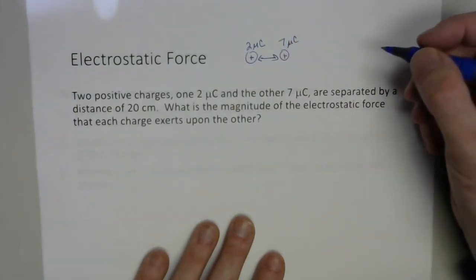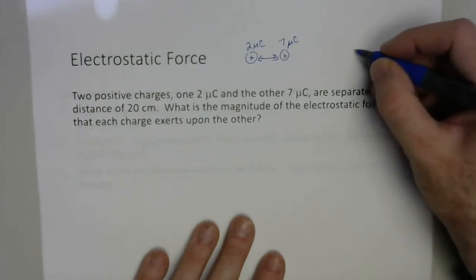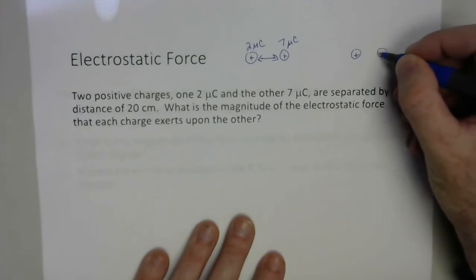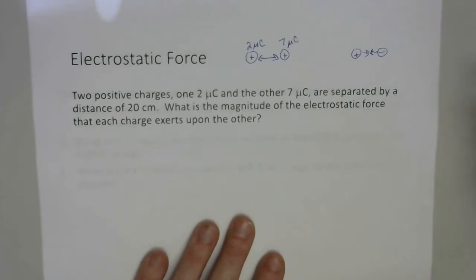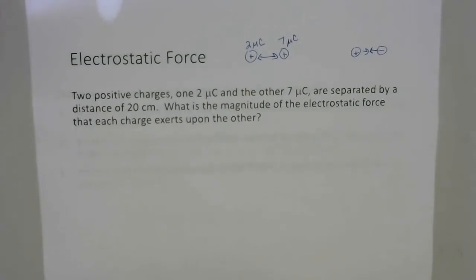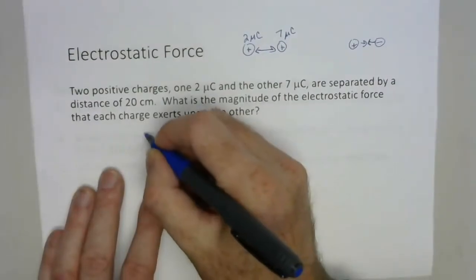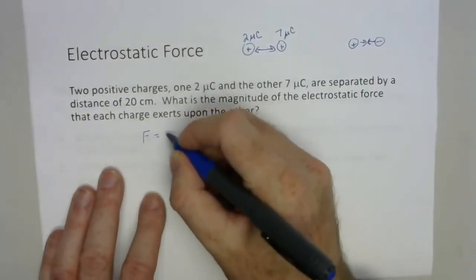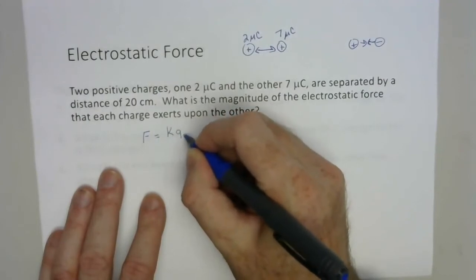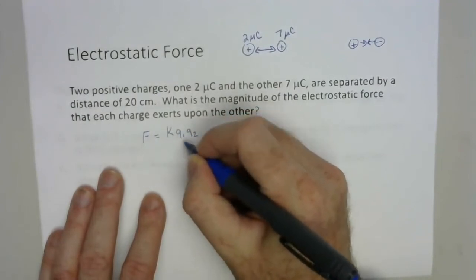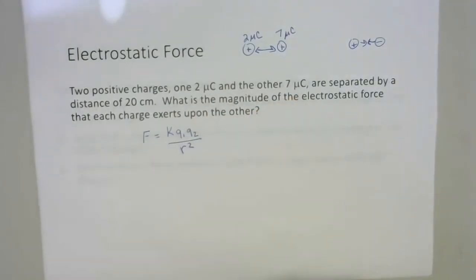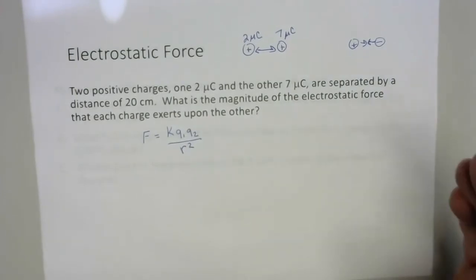Recall, same charged particles repel, oppositely charged particles attract, meaning that if I had a positive and a negative, they would both be attracted towards one another. So if we look at the problem specifically, the force acting on the charges is equal to a constant times the first charge times the second charge divided by the distance between them squared. That means if the distance doubles, then the force is reduced by 1/4, etc.